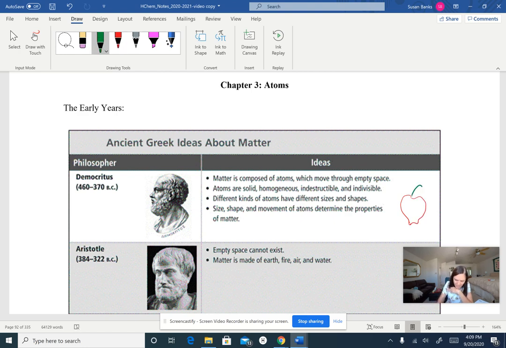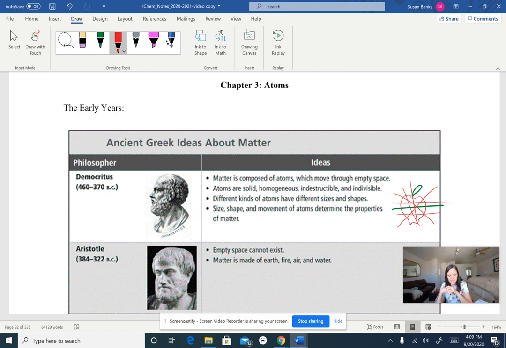and I took that apple and I cut it over and over and over again in half and in half again and in half and in half and kept cutting and cutting and cutting, eventually I would come to a small little piece of apple that is uncuttable. So that's the idea of atomos. Atomos means uncuttable, okay? He thought of atoms as solid, homogeneous, indestructible, and indivisible, hence the word atomos, uncuttable, indivisible.